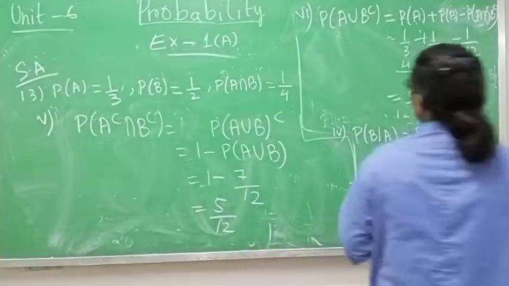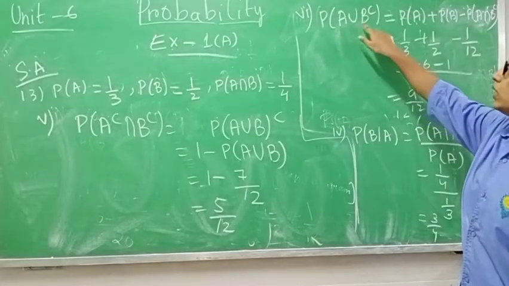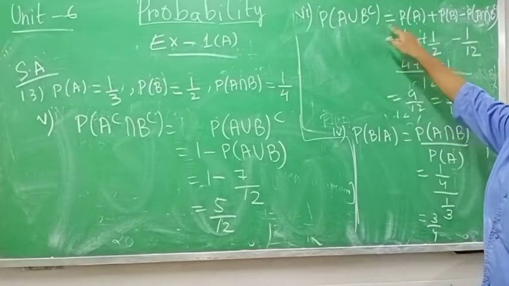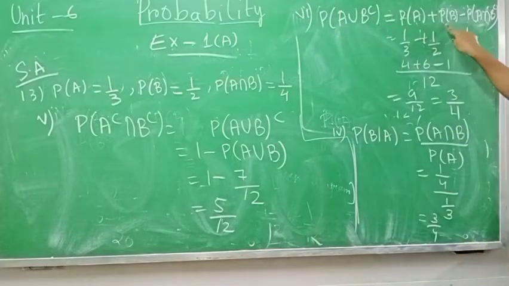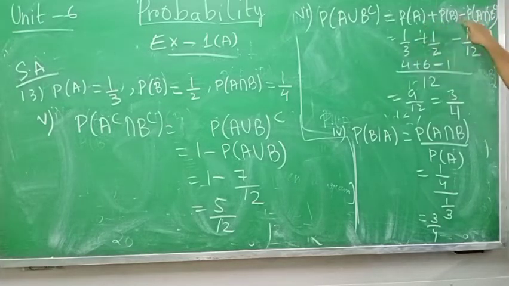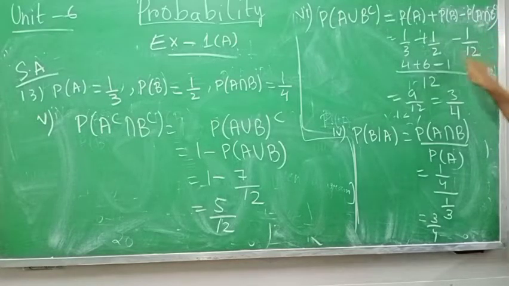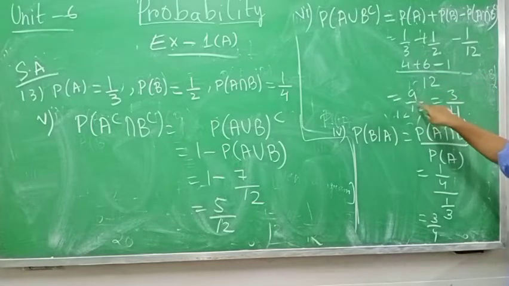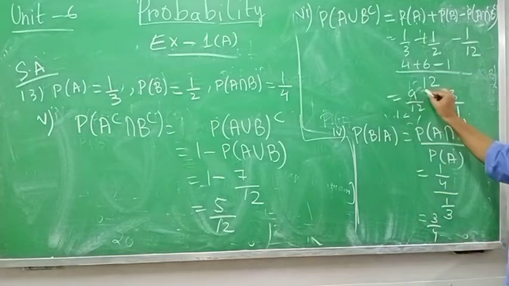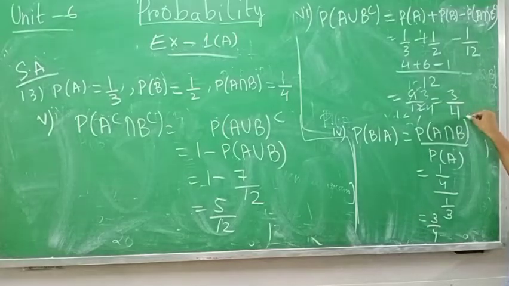Now the sixth question is P(A union B complement). The formula is P(A) plus P(B) minus P(A intersection B complement). P(A) value is this, P(B) value is this, P(A intersection B complement) is 1 by 12. When you solve this, taking the LCM, you will get 9 by 12. When you cancel, 3 3s are 9, 3 4s are 12, you will get 3 by 4.